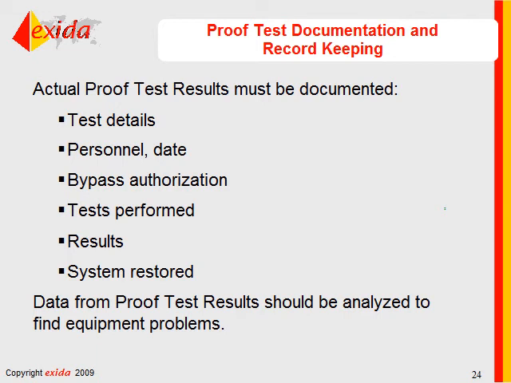So what do we need to do from a proof test documentation perspective? We need to document all the results, test details, personnel, the date, bypass authorization, test performed, results, that the system was restored, so bypasses were removed. And the data from the proof test should be analyzed to find equipment problems.